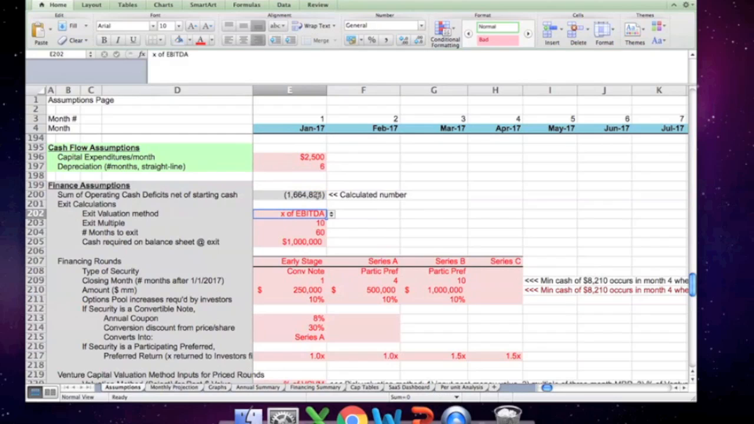A second section deals with exit calculations, and it gives you two methods for valuing your company at exit: multiple of sales or multiple of EBITDA. In this case, we've chosen multiple of EBITDA, and we're specifying a 10 times EBITDA exit multiple in 60 months, which means 5 years. And we're saying that the company needs to retain $1 million on its balance sheet. Anything over that amount, it can dividend out to shareholders at the time that it exits.